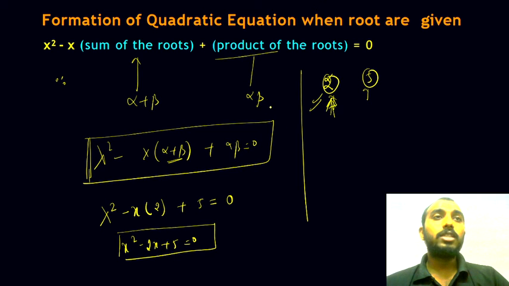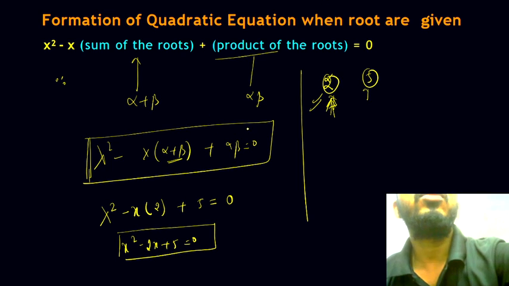This is very simple, but you have to remember how to find the quadratic equation when the sum of roots and product of roots is given, and how to find the sum of roots and product of roots when the quadratic equation is given. Okay, these are the two methods.